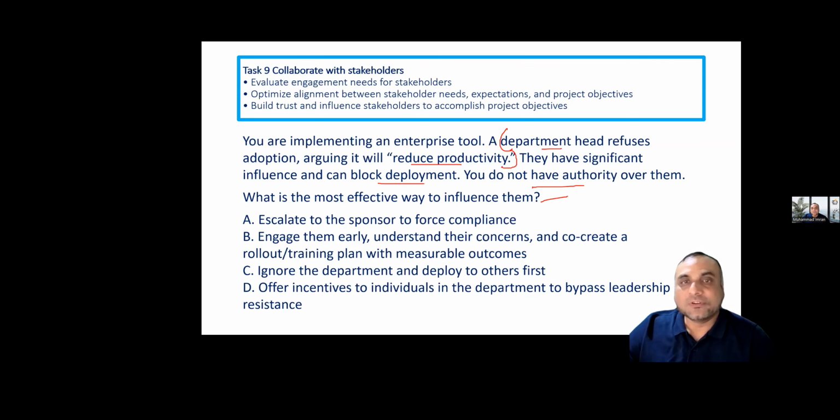Escalate to the sponsor. The department head is an internal person, so why should I escalate our internal thing to external? We have already discussed this and I've explained it earlier. Engage them early, understand their concerns, and create a rollout and training plan with measurable outcomes. Ignore. Offer incentives to individuals to bypass leadership resistance. A very negative culture we could create. So yes, the better answer here is B. Very good.